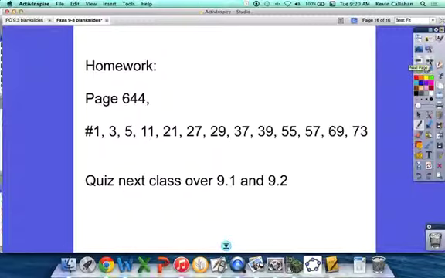Right, so there's homework and a quiz next class over the first two. The quizzes are pretty much just based on whatever homework we had. If you want to go back and study anything, just look at the homework we did.